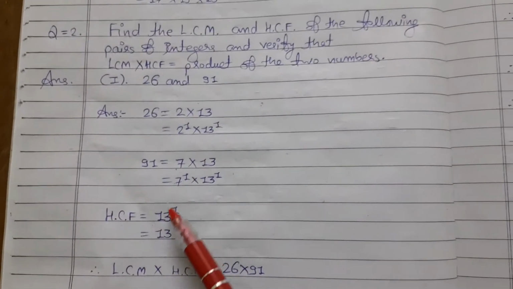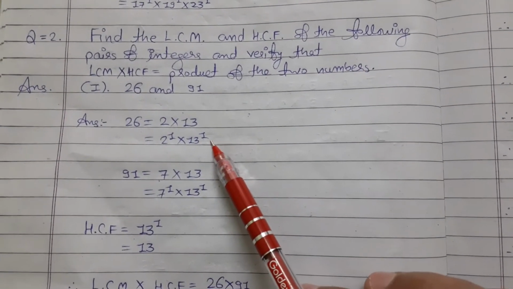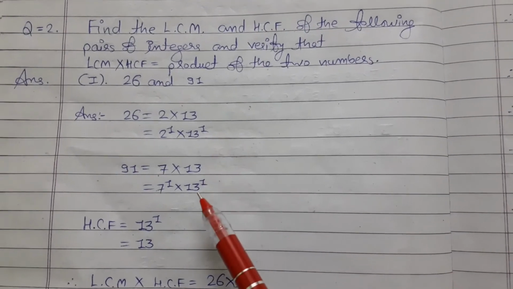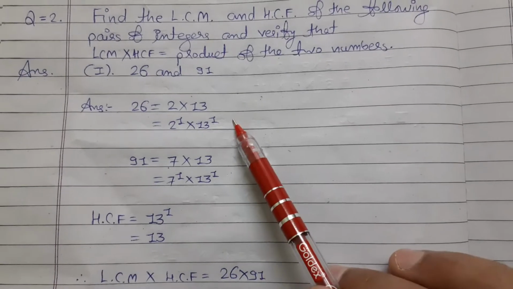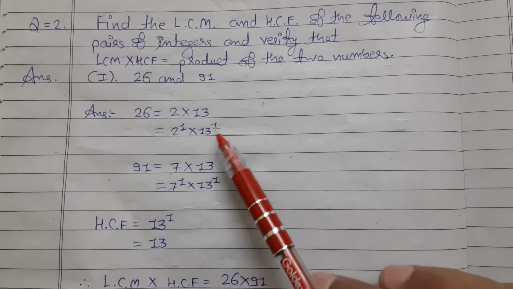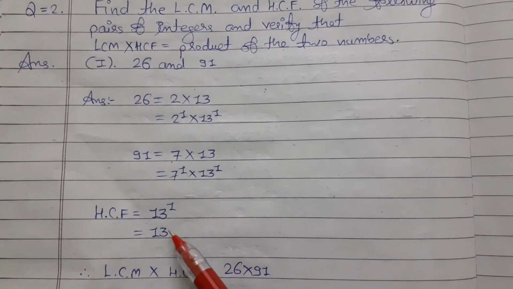To find the HCF, we will take the common factors in both the values. Here 13 is common in both values. The least exponent is 13 raised to 1. So we are taking 13 raised to 1. 13 one time means 13.